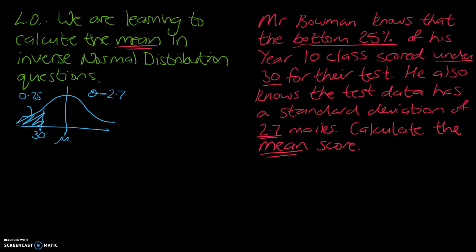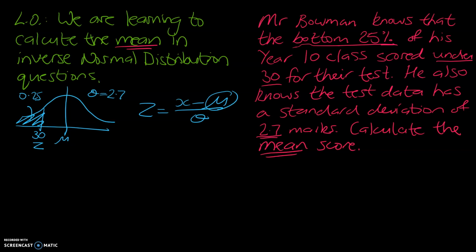Before we can calculate the mean, we need to know what the z value is that relates to that 30. And then that gives us enough information to use our z formula to work backwards to find our mean.